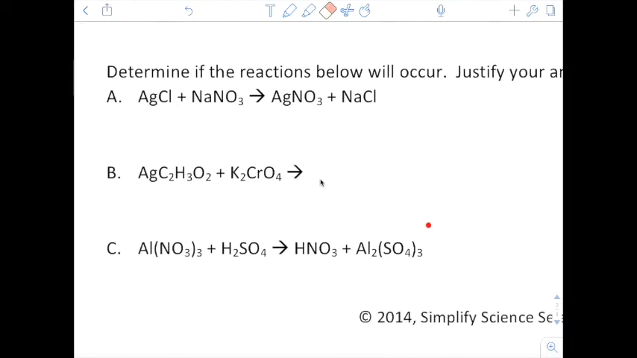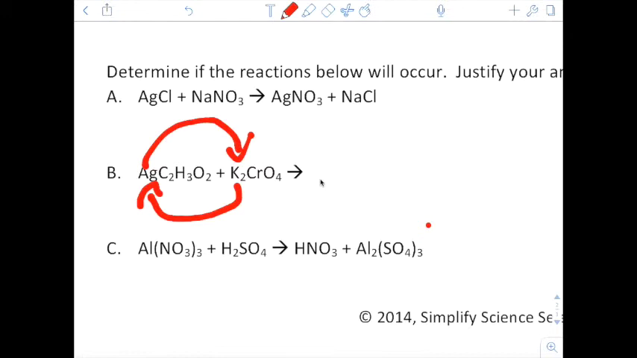Okay, with B, when you look at this, I'm going to give you a hint here. The silver is going to try to replace the potassium. The potassium is going to switch partners and come over here. Remember what you're looking for. You are looking for a solid in the product, so something that is insoluble in the product. When you find that, that means the reaction actually takes place.